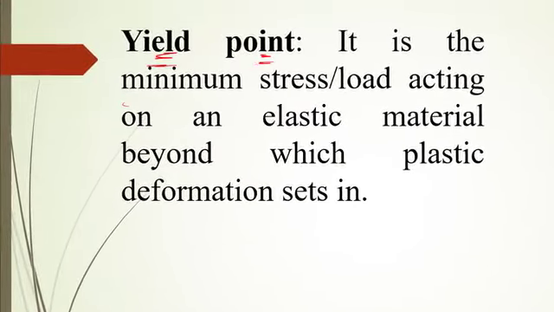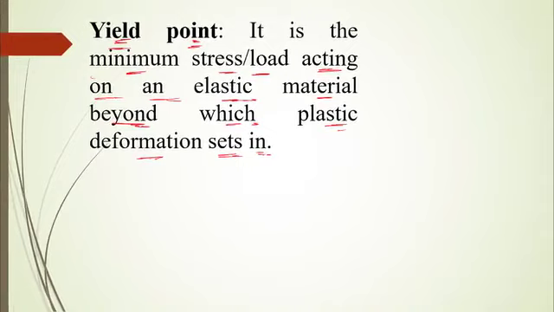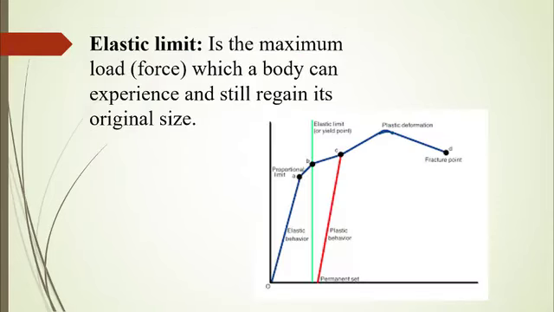And now let's talk about yield point. What is yield point? Yield point simply refers to the minimum stress, in other words the minimum load, that is acting on an elastic material beyond which plastic deformation sets in. It means the point at which, when a body is extended, that body will begin to experience what we call plastic deformation. I'll tell you what plastic deformation is in the following set of slides.